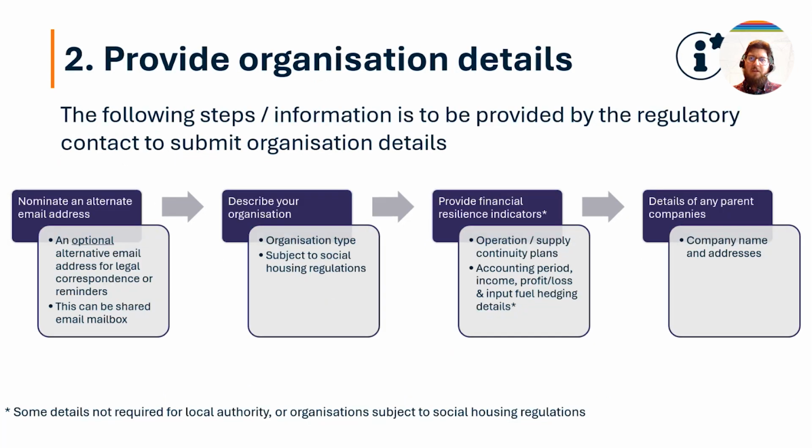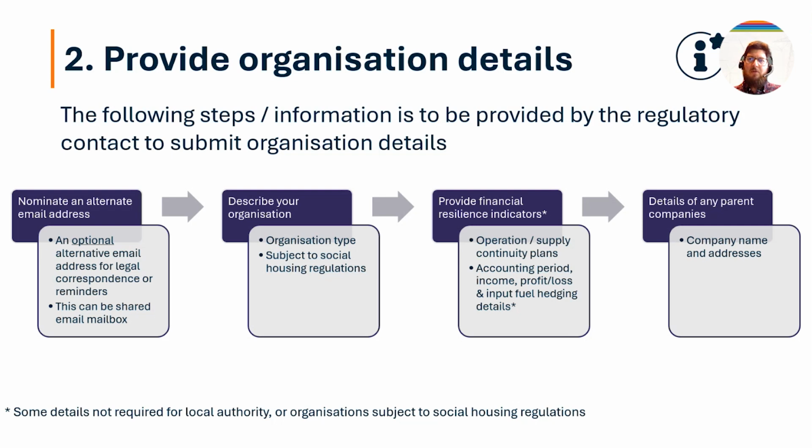After creating an account, you will be asked to provide organization level details. This includes describing your organization, ownership and structure, and whether you are subject to social housing regulation. You will also be asked to provide financial resilience indicators, such as income and profit or loss information, and to confirm whether the continuity plan is in place. A continuity plan sets out how data and assets would be transferred to another party if an authorized person exits a heat network, for example, due to insolvency.